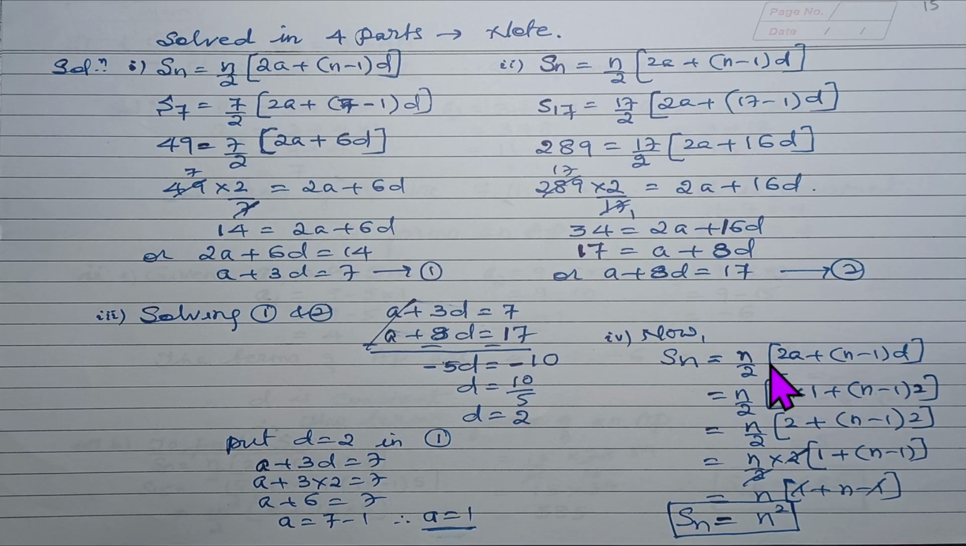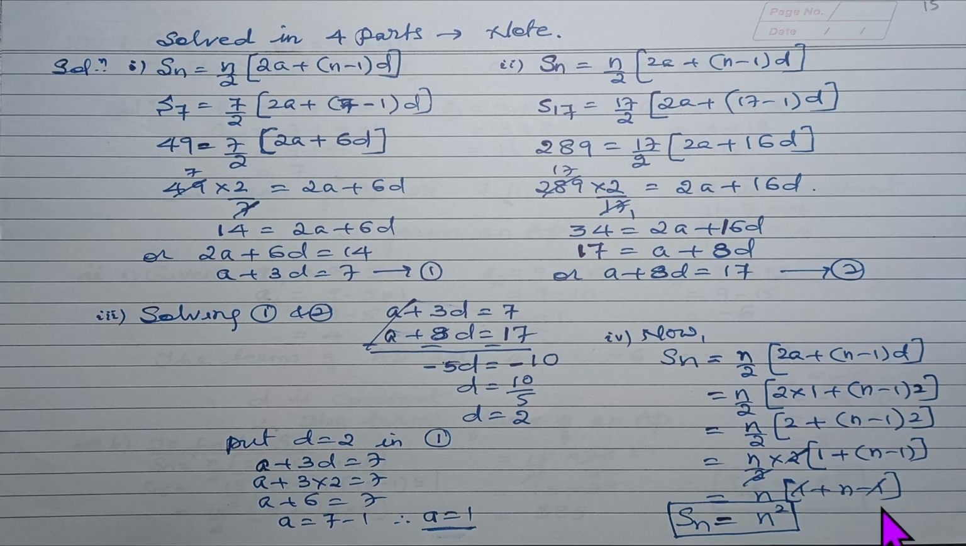Now I can substitute in the formula Sn is equal to n upon 2 in the bracket 2a plus n minus 1 into d. By substituting the value of a, that is 1, that is 2 into 1 plus n minus 1, d is 2, n minus 1 into 2, n upon 2 in the bracket 2 plus n minus 1 into 2, or n upon 2 into 2 in the bracket 1 plus n minus 1, or in the bracket 1 plus n minus 1, minus 1 and plus 1 cancels. So we have got n into n is n square. So we have got the sum of the n terms is n square.